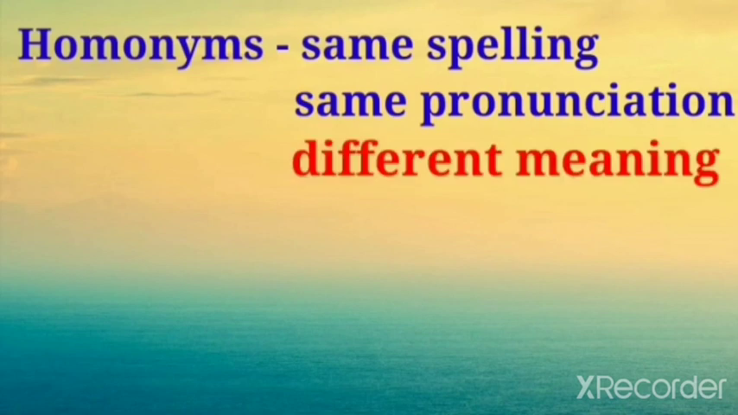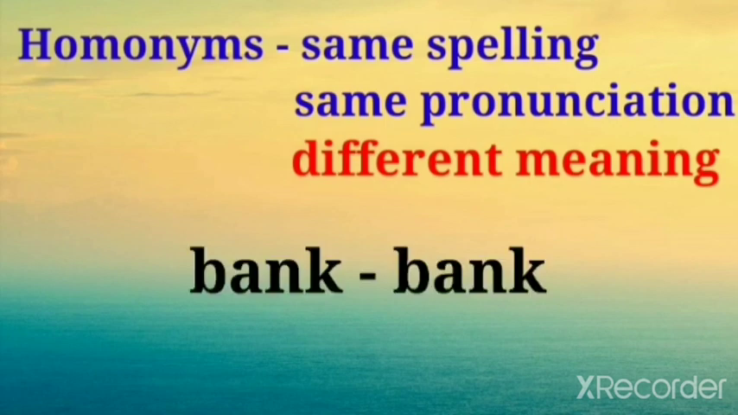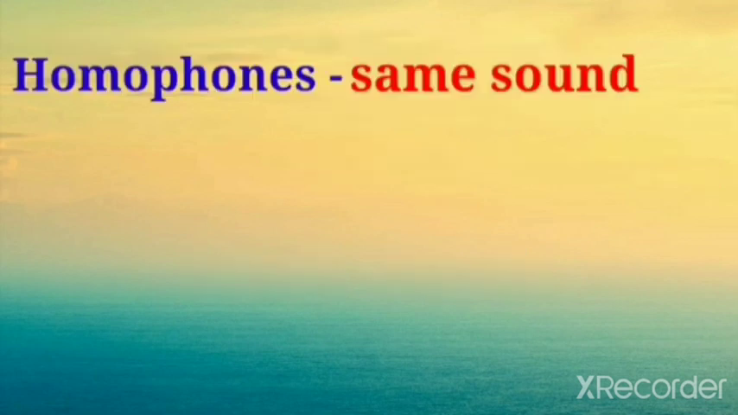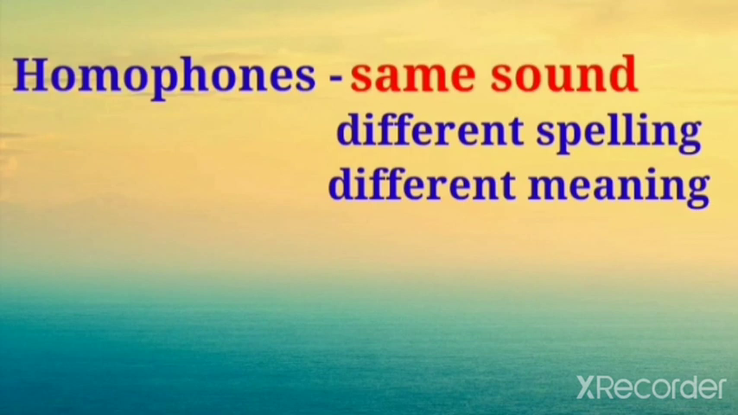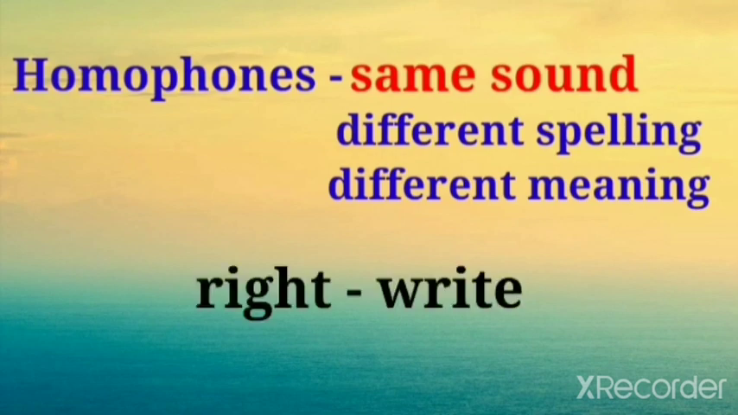So remember children, the words with the same spelling and pronunciation and with different meaning are called homonyms. Example, bank, bank. The words that have the same sound but different spelling and different meaning are called homophones. For example, right, write.